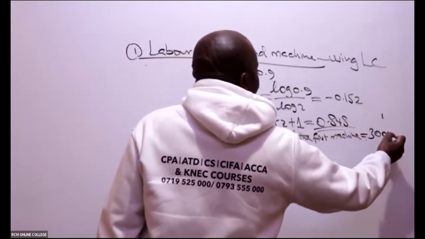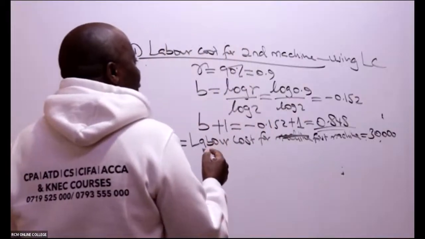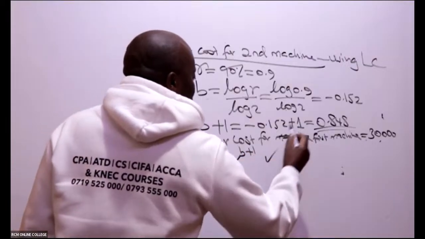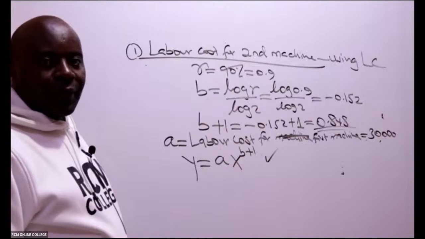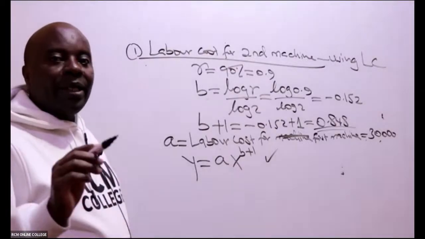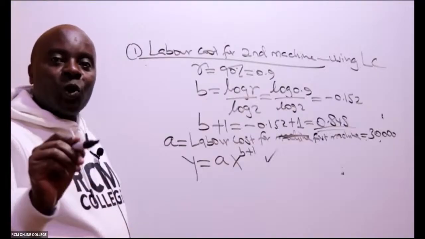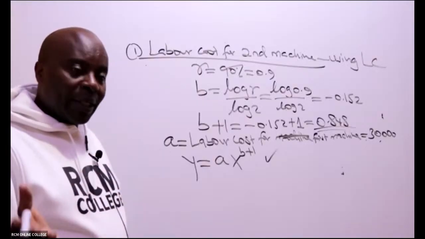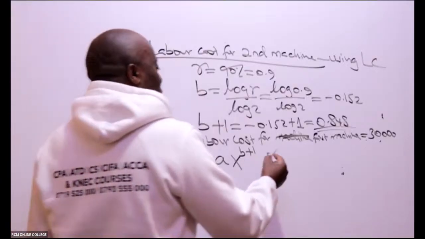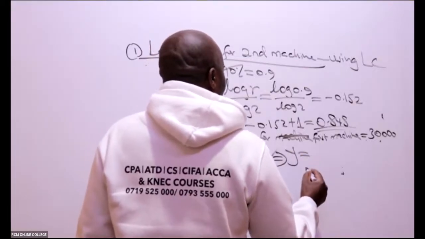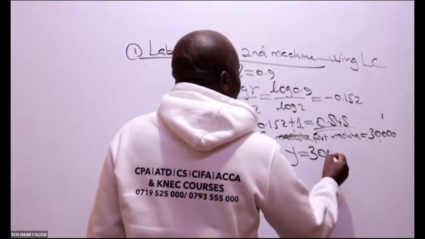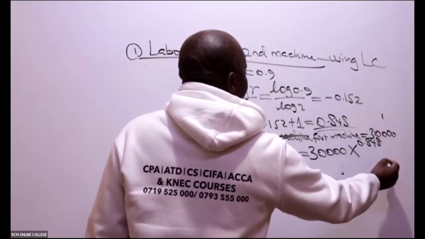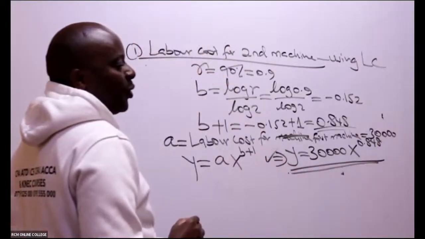But again, ladies and gentlemen, we can now easily remember our formula is y equals ax raised to power b plus 1. Writing this formula will again give you a mark, even if it's 0.5. I've marked this for long, and I know students don't get much. If you're able to get 1 here and there, you'll pass very easily. Therefore, our y will be equal to A, which is 30,000, times x raised to 0.848. That is our equation.